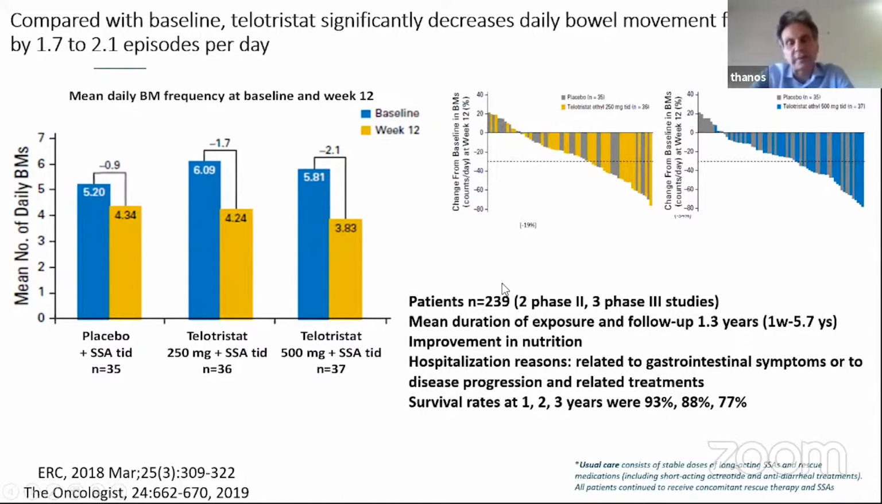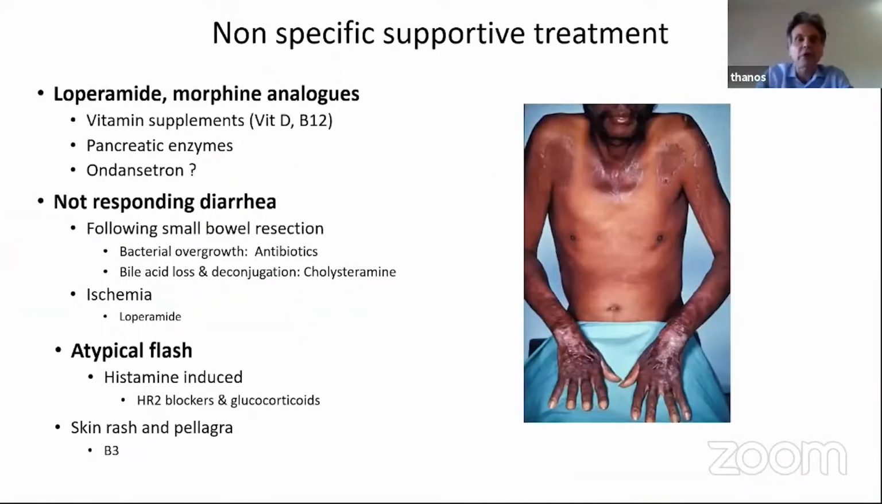And recently there was a publication where they assessed all the patients who had received this medication, and the mean duration of exposure was 1.3 years. It seems that control of the diarrhea obtained with this compound improves nutrition, and these patients can put on some weight, the side effect profile is quite beneficial, and the survival rates are favorable.